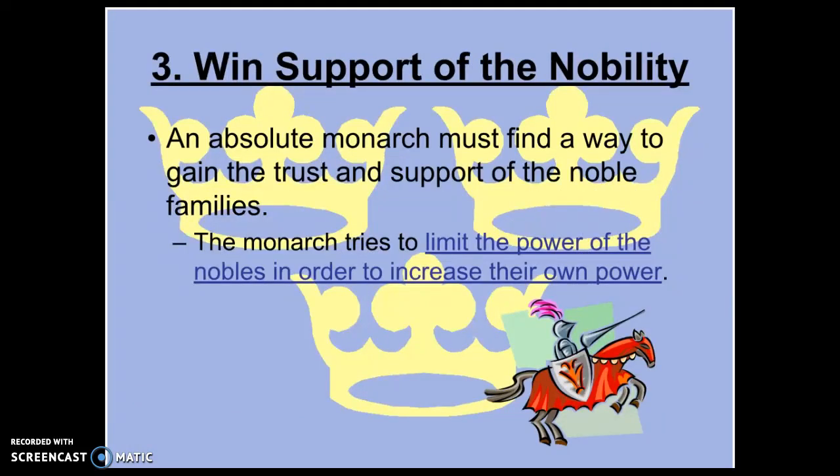Next is to win the support of the nobility. An absolute monarch has to find a way to gain the trust and support of the noble family. So in order to do that, the monarch tries to limit the power of the nobles in order to increase their own power. The noble families are right underneath the absolute monarchs, the right-hand men, you could say. But the monarchs have to appease them in order to get their power to be more than the nobles.